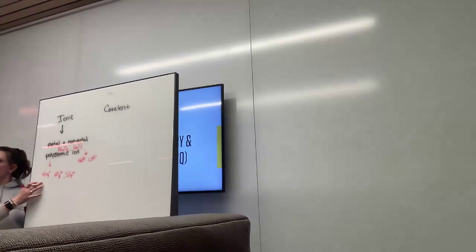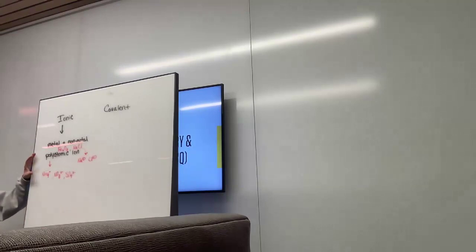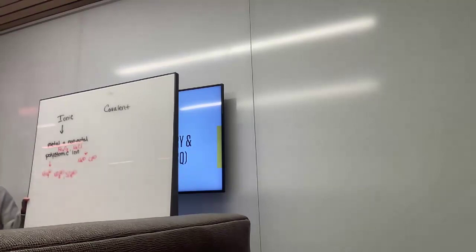You don't need to know that this is ammonium. You just need to know that NH4+ is a polyatomic ion, or NO3- is a polyatomic ion. Okay, so when we look at polyatomic ions, again, we have this charge component associated with your ion, and that's what makes it an ionic compound.